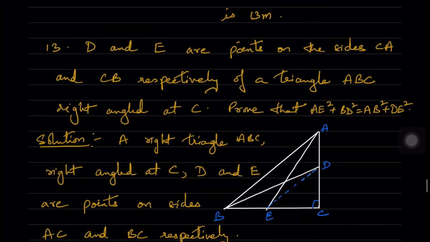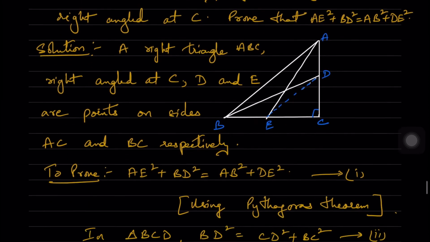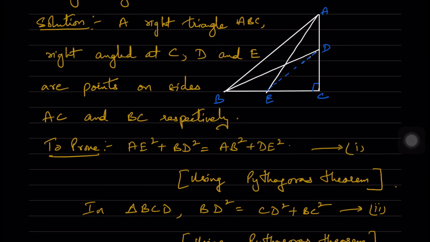Next, D and E are points on the sides CA and CB respectively of a triangle ABC, right angled at C. Prove that AE square plus BD square is equal to AB square plus DE square. We have to prove this. So in a right triangle ABC, right angled at C, D and E are points on sides AC and BC respectively. We have to prove that AE square plus BD square is equal to AB square plus DE square.